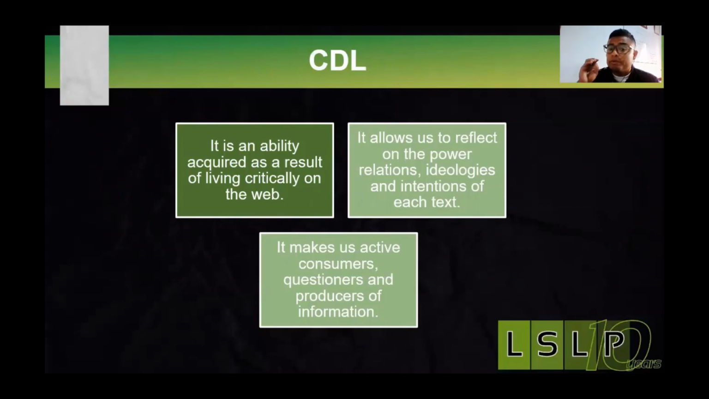It allows us to reflect on the power relations, ideologies, and integration of each text. How the text affects a population, a community, a culture, for example, we need to identify the specific issues behind the text. It makes us active consumers, questioners, and producers of information. When you develop this skill, you become a critical consumer of information, but also you take action and produce information.